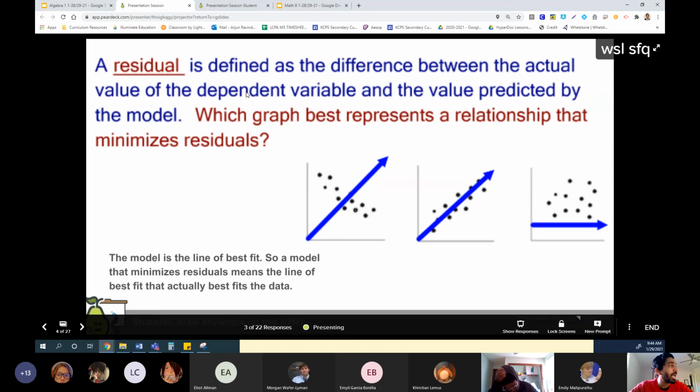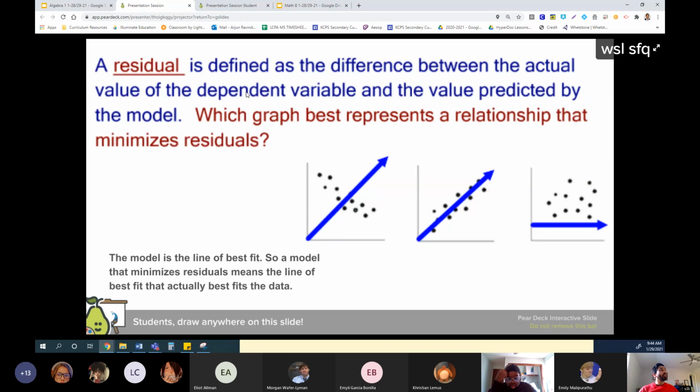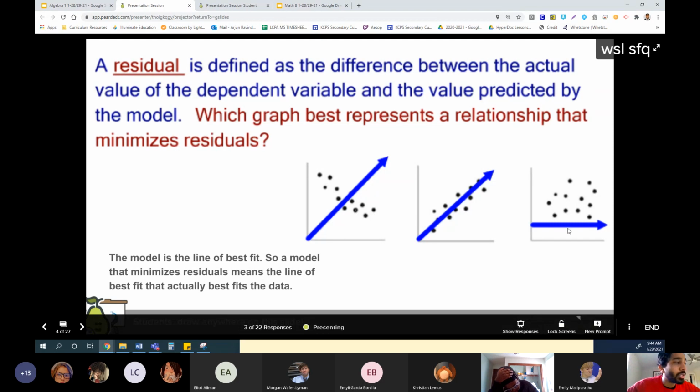A residual, once again, is the difference between the actual value and the predicted value. So how does the line compare to the dots? The third graph has bad residuals. They're too big. This is way too far away. That point, that furthest point away, is way too far away. This is a bad graph because, again, look at this point. Look how far away it is from the line. It's not a good line of best fit. Therefore, the residuals are very large. And this is a good line because the residuals are tiny.